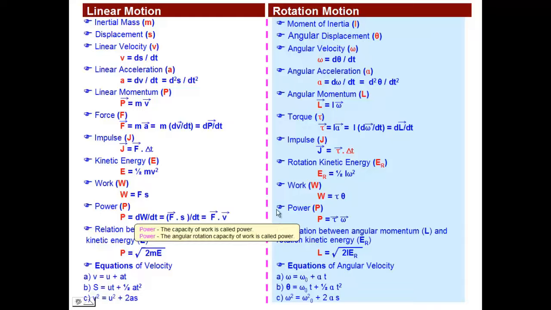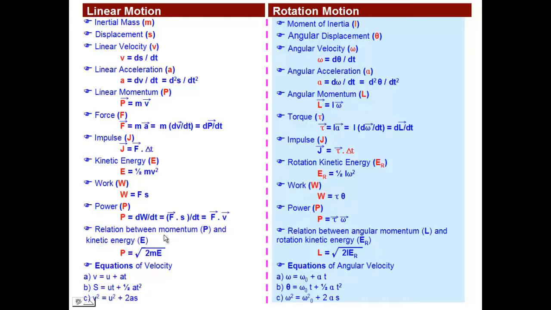Now in angular rotation motion, the power is the angular rotation capacity of work. If any object rotates very fast, slow, or medium, this is called the power.